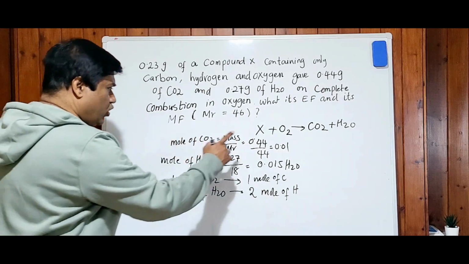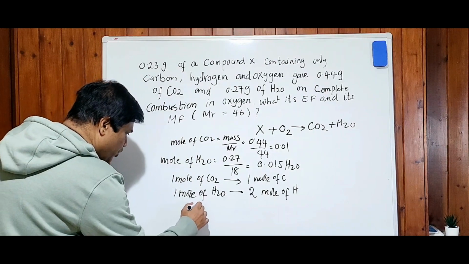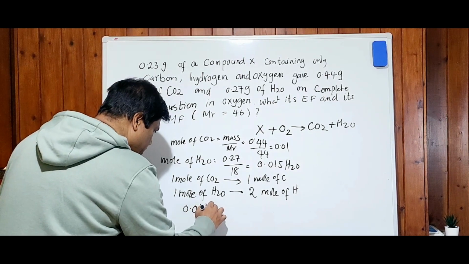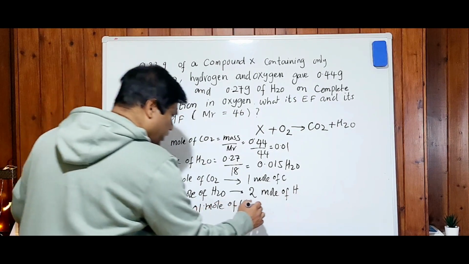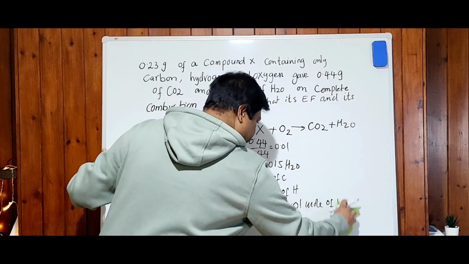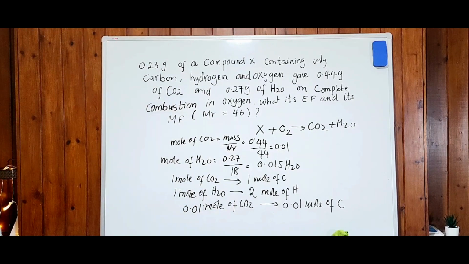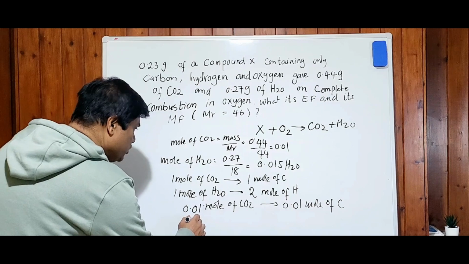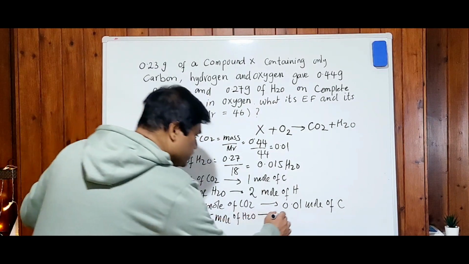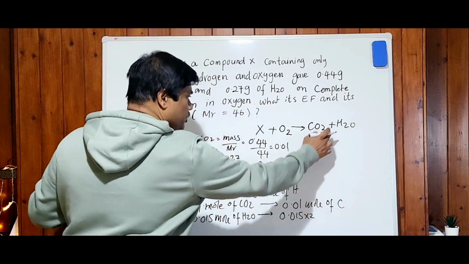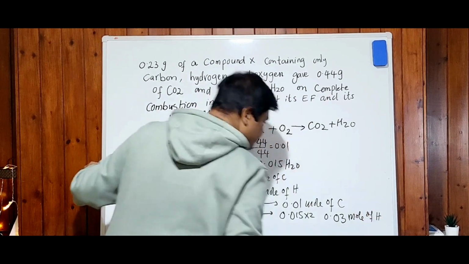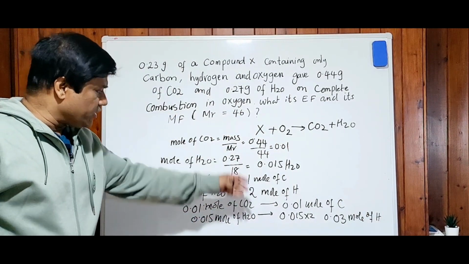So what is the actual mole of carbon dioxide gas? 0.01. 0.01 mole of CO2 gives 0.01 mole of carbon. From that you can figure out its mass. And 0.015 mole of H2O gives 0.015 times by 2. Why times by 2? Because I have two hydrogens. Which equals 0.03 mole of hydrogen. Now, from those moles, we can figure out their masses.